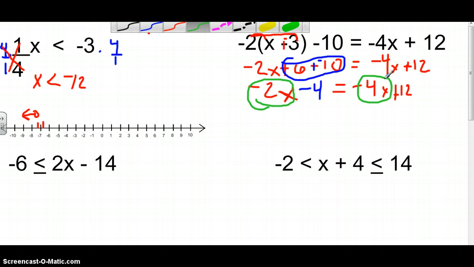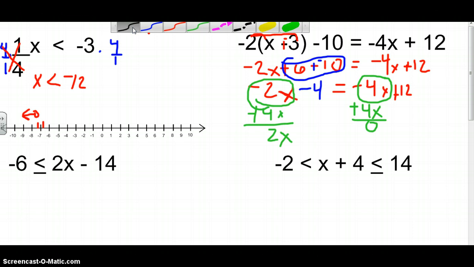We need to change the sign of one of them and bring it over. It doesn't matter which one. I'm going to go ahead and do this negative 4x. The opposite is positive 4x. So negative 4x and positive 4x is 0. And when I add 4x here, negative 2x and 4x is just 2x. So I got my variables together.